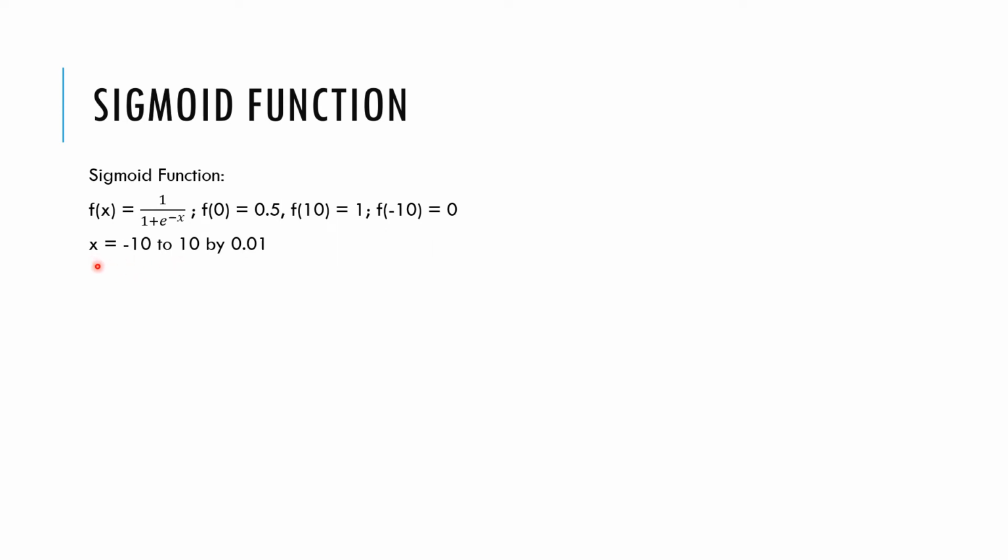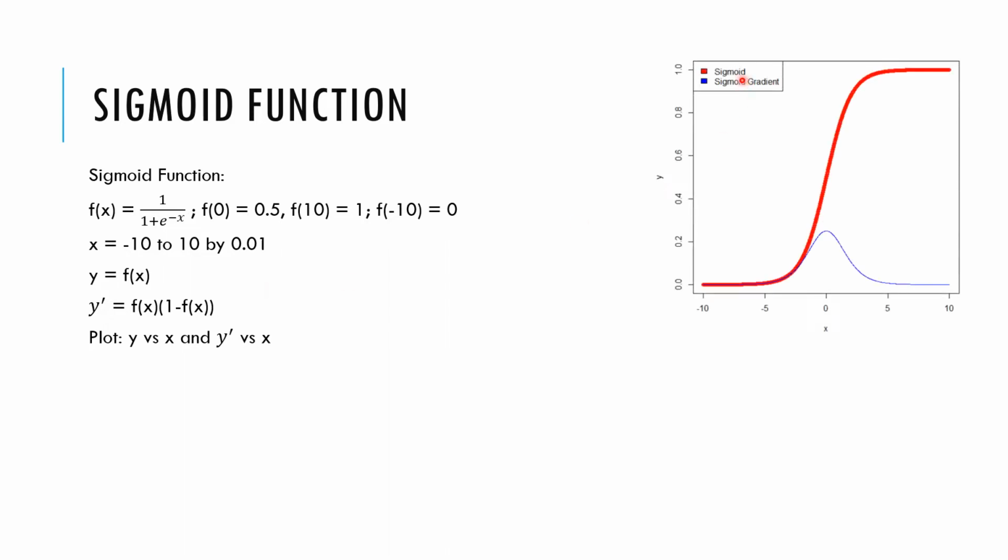So I've just taken one example here, like x varying from minus 10 to 10 and incremented by 0.01. Then we have calculated the value of y, which is the sigmoid function, and this is the gradient of the sigmoid function. We have already seen it: it's sigmoid into 1 minus sigmoid. That's all it is. Then we plot both. We calculated the sigmoid values and the gradient values with respect to x, and we plot it.